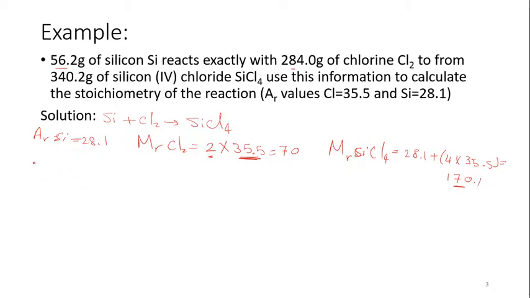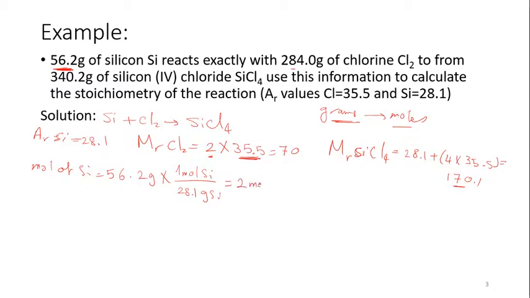So the second part would be converting the grams of each of those into moles. So the moles of silicon would be equal to the given data, which is 56.2 grams, multiplied by 1 mole of silicon per 28.1 grams of silicon. So the answer to that would be equal to 2 moles. I could see here, if I cancel this unit with this unit, I end up with the desired unit.